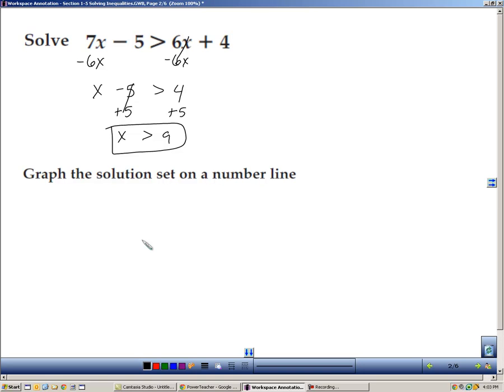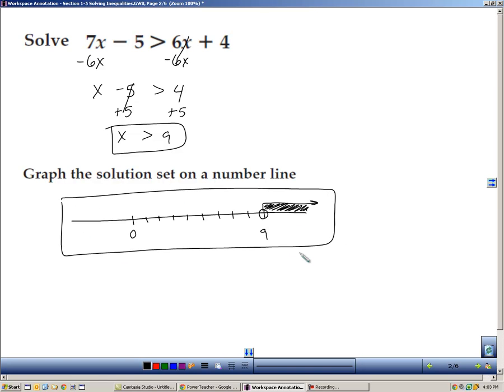Down here, if I'm going to graph it on a number line, I'll make a number line that has a 9 on it. I'll put an open circle on 9, open because this is greater than only, so we don't want to include 9. And I'll do my shading to the right because I want to talk about every number that is bigger than 9, but not including that.